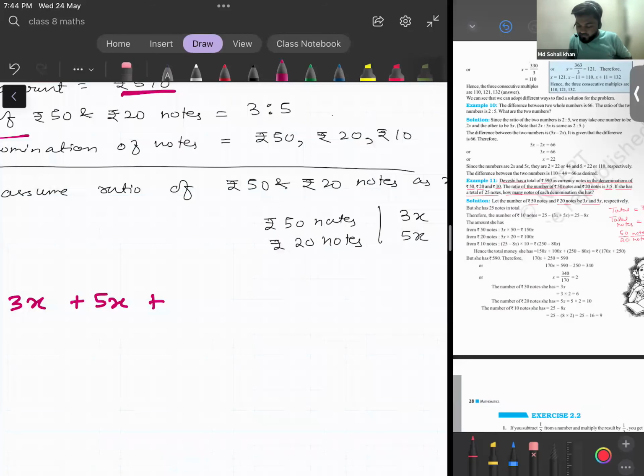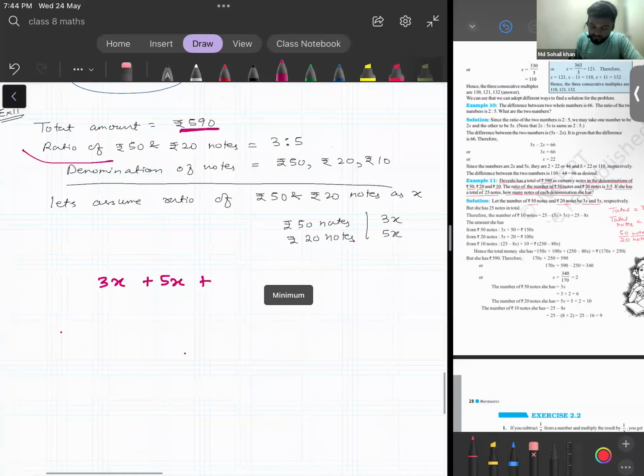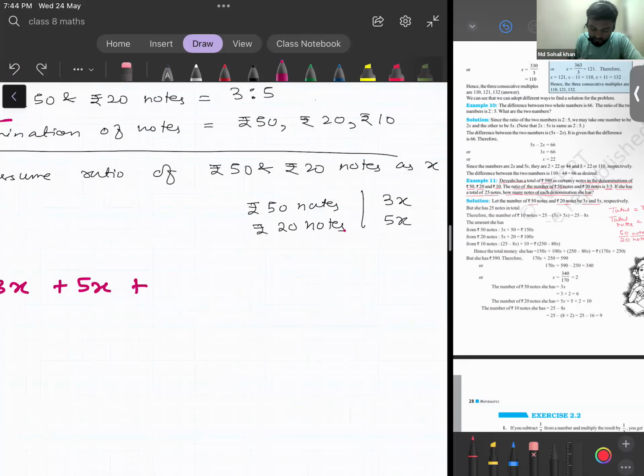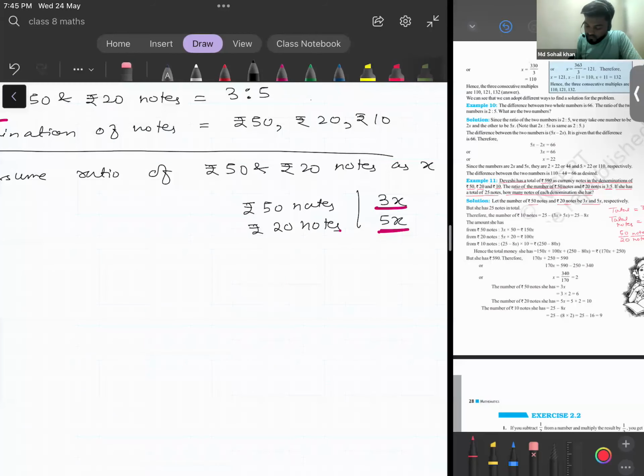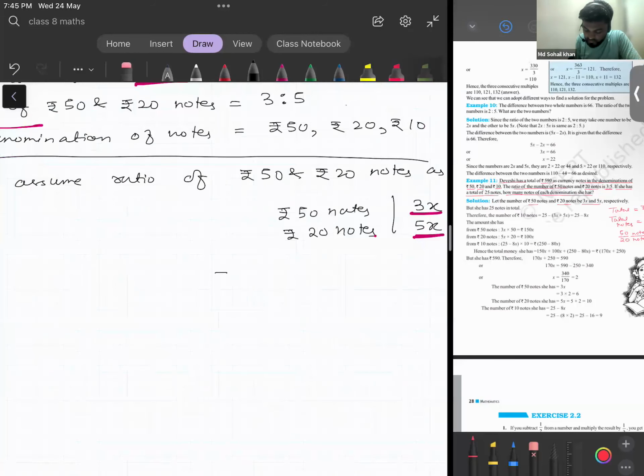Right. So the number of 10 rupee notes can be found out here as well. We just found that the number of 50 rupee notes we have taken as 3x, and the 20 rupee notes as 5x. Now what about the 10 rupee notes? Let us see the question.